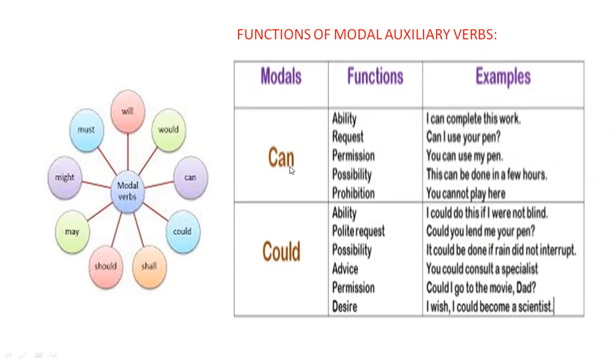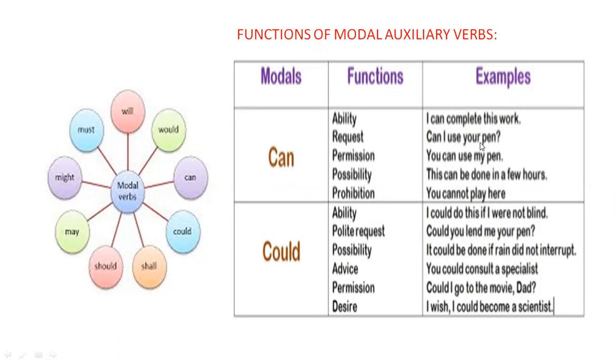First we are going to see can. Can is a modal verb, and what are the functions? Can be used for ability, request, permission, possibility, prohibition. You can see the example here. I can complete this work. So here it shows the ability of the person.